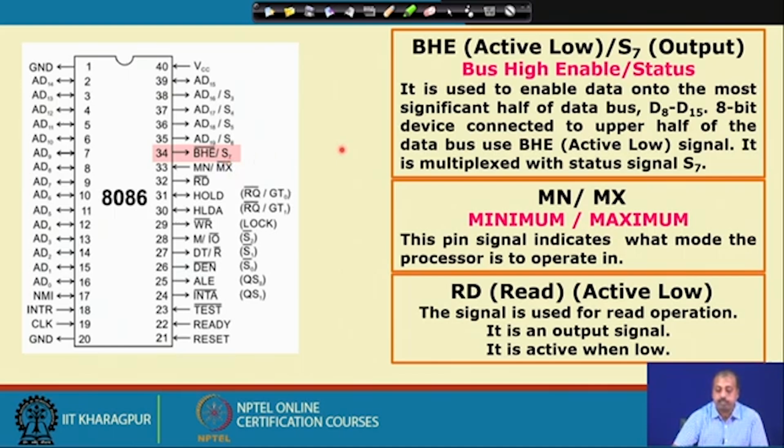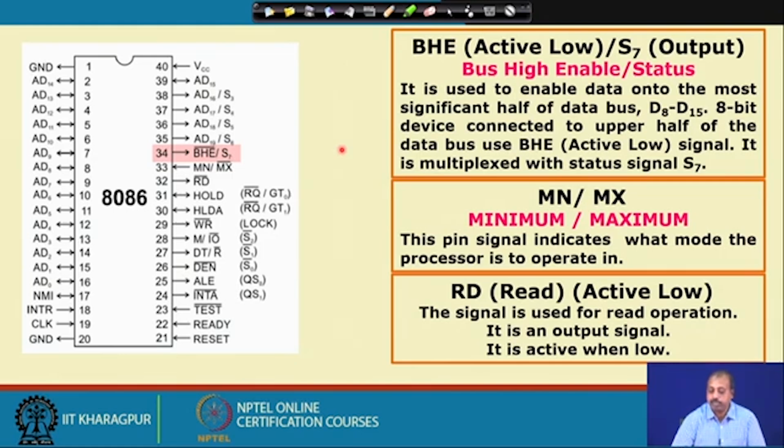As I have said, the data bus is 16-bit, so it may come from 2 8-bit locations. Like if I have 2 memory banks, then the lower memory bank may be activated by one signal, and the higher memory bank is activated by this BHE signal. So the BHE signal should be low for activating the higher part of the data bus.